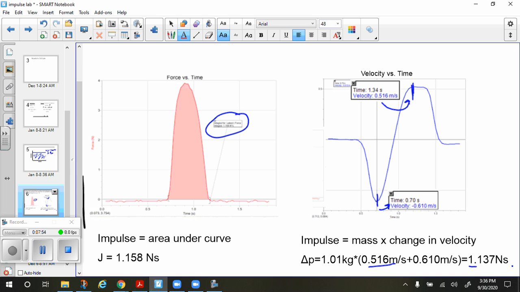So we can see with experimental values that my mass times change in velocity is the same, or very, very close, with a little bit of error in there, as my area under the force versus time graph.